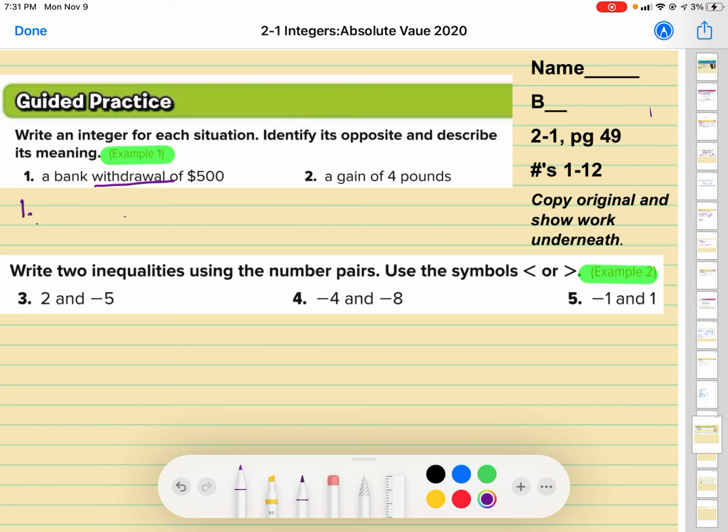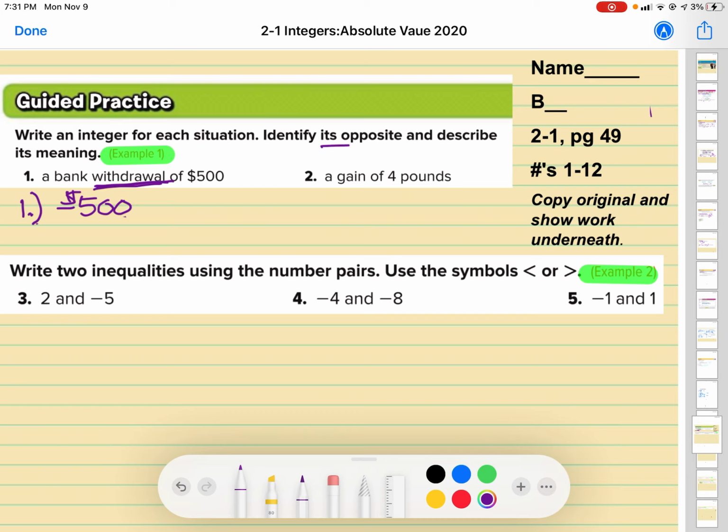So for number 1, we have a bank withdrawal of $500. Whenever you see these banking problems, by the way, they're always talking about money in the bank. So you're talking about your little bunch of money sitting right there. So if I'm doing a withdrawal, I'm taking it out of the bank. That means I have $500 less than, or a negative $500 in the bank.